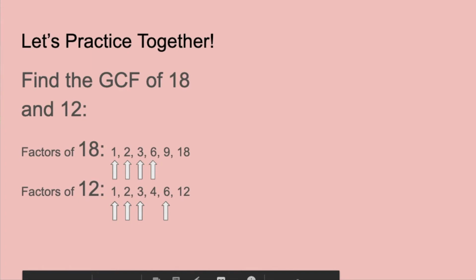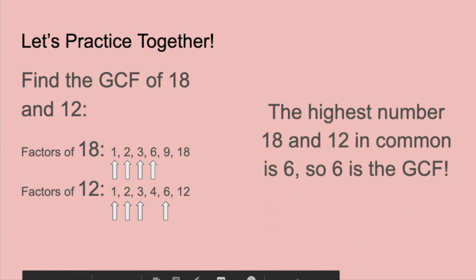Here's another practice problem, and in this one, we're finding the GCF of 18 and 12. I've listed out the factors of 18 and the factors of 12, and the arrows point to all of the ones they have in common. Take a moment to figure out what the GCF of 18 and 12 would be. The highest number that 18 and 12 have in common is 6, so 6 is going to be our GCF in this example.